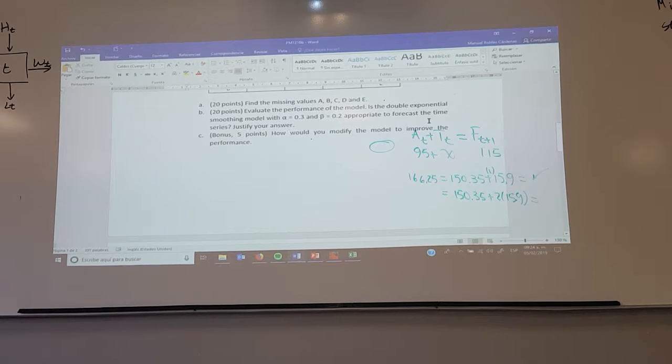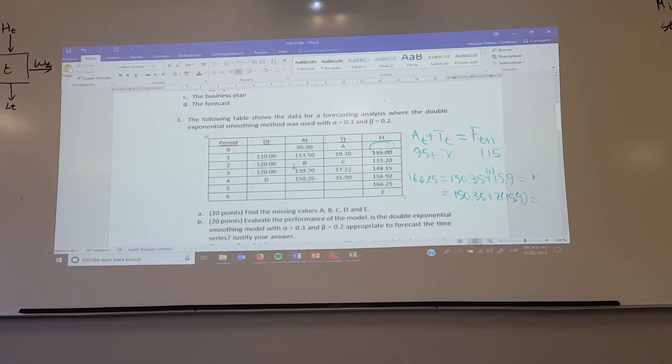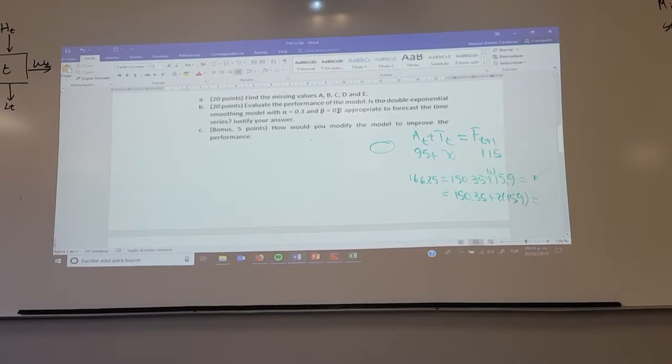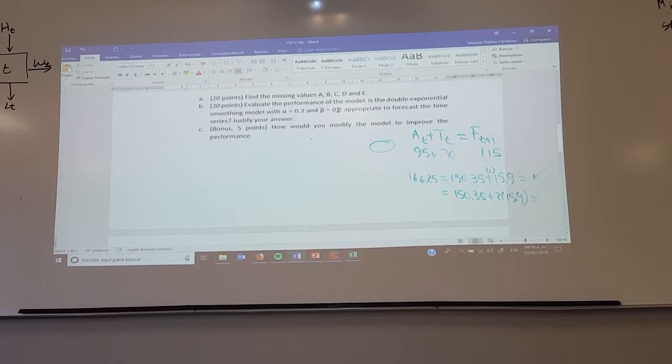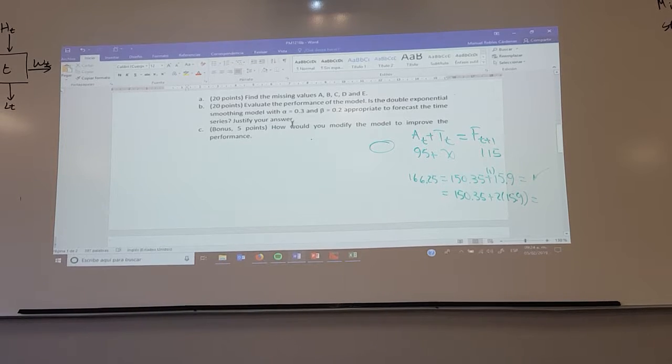Is it appropriate to forecast the time series with alpha 0.3 and beta 0.2? Yeah, with this value. So everything is like answering here. So this is kind of easy, but it's not clear. How are you going to evaluate the performance of this model? Yes. And then you conclude. And how do you modify the model to improve the performance?